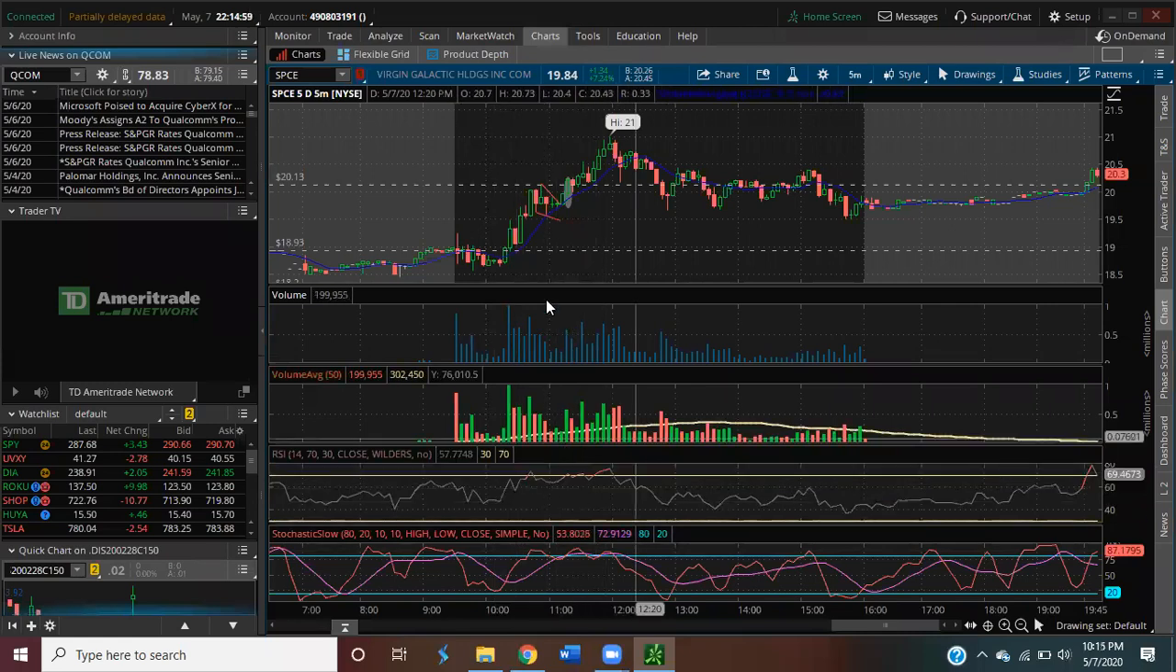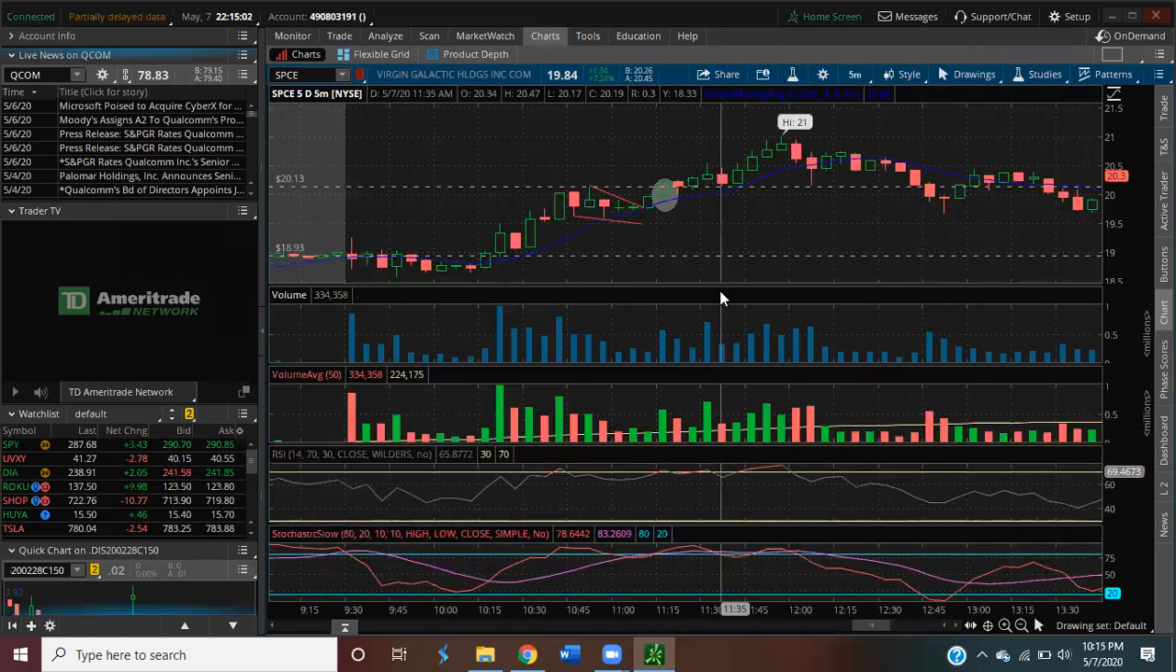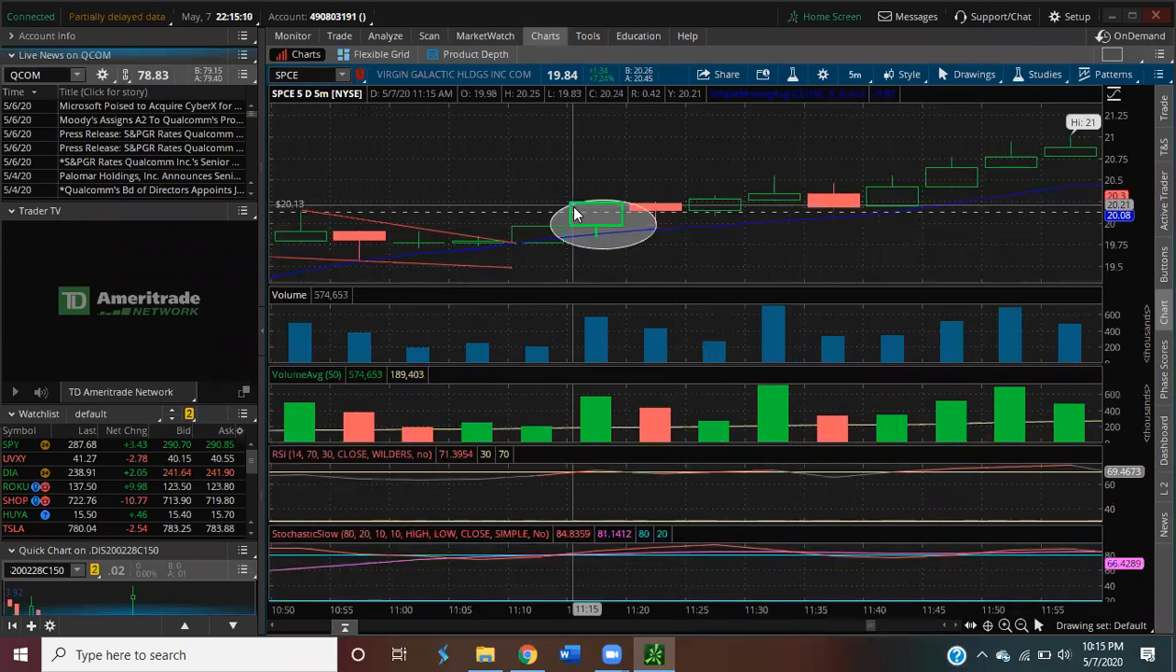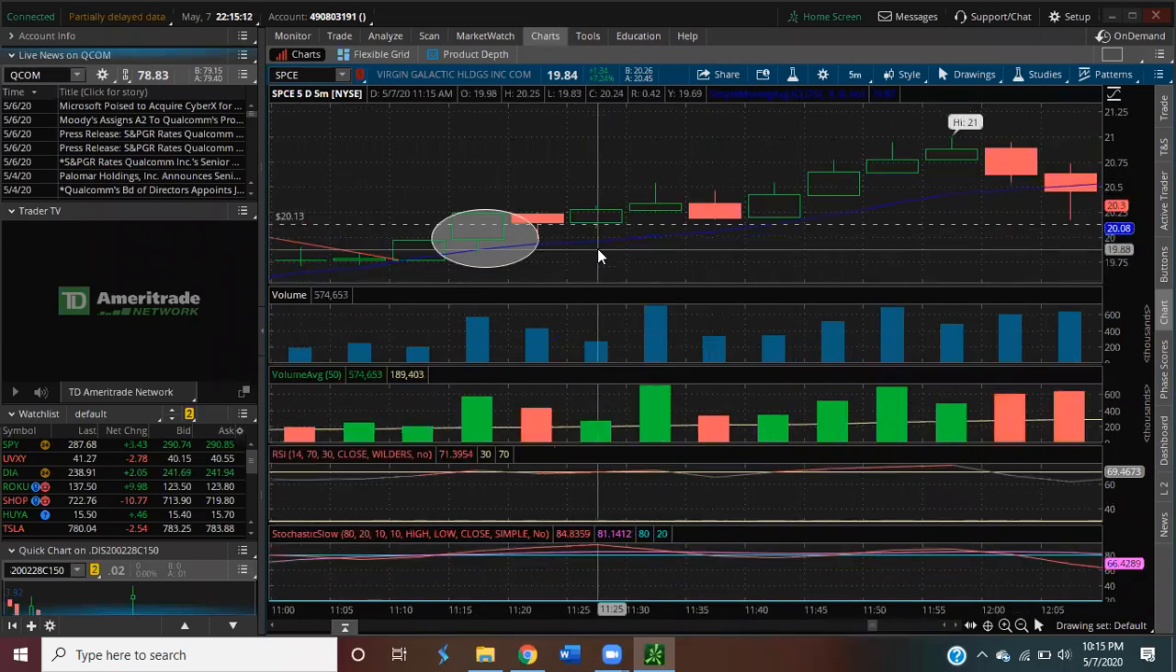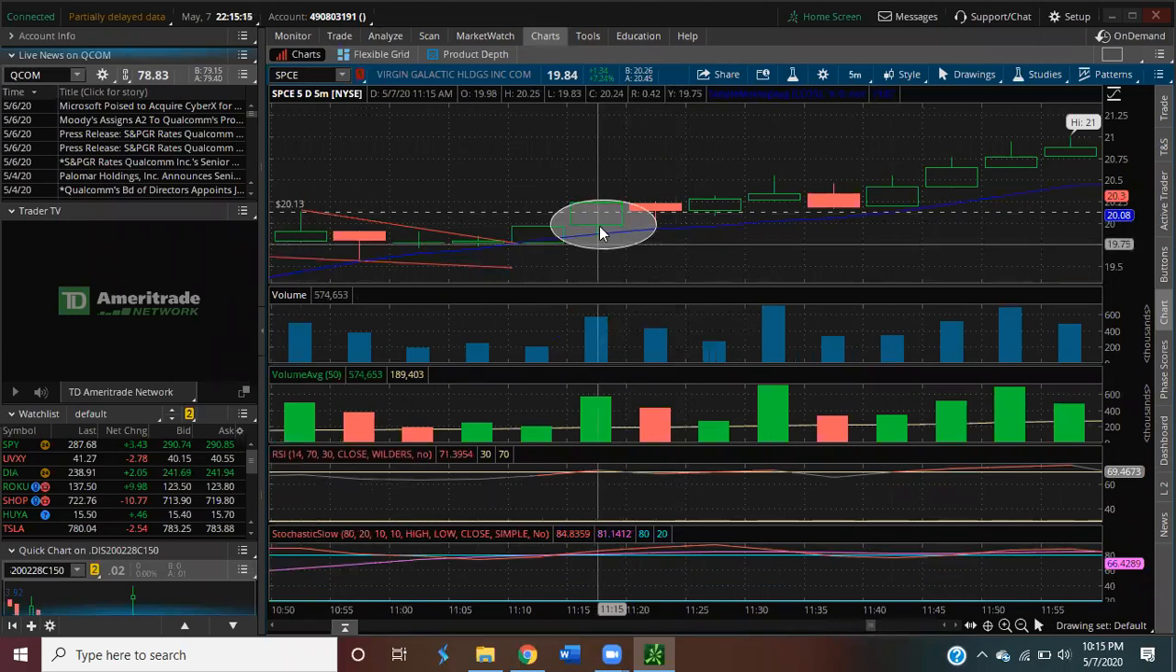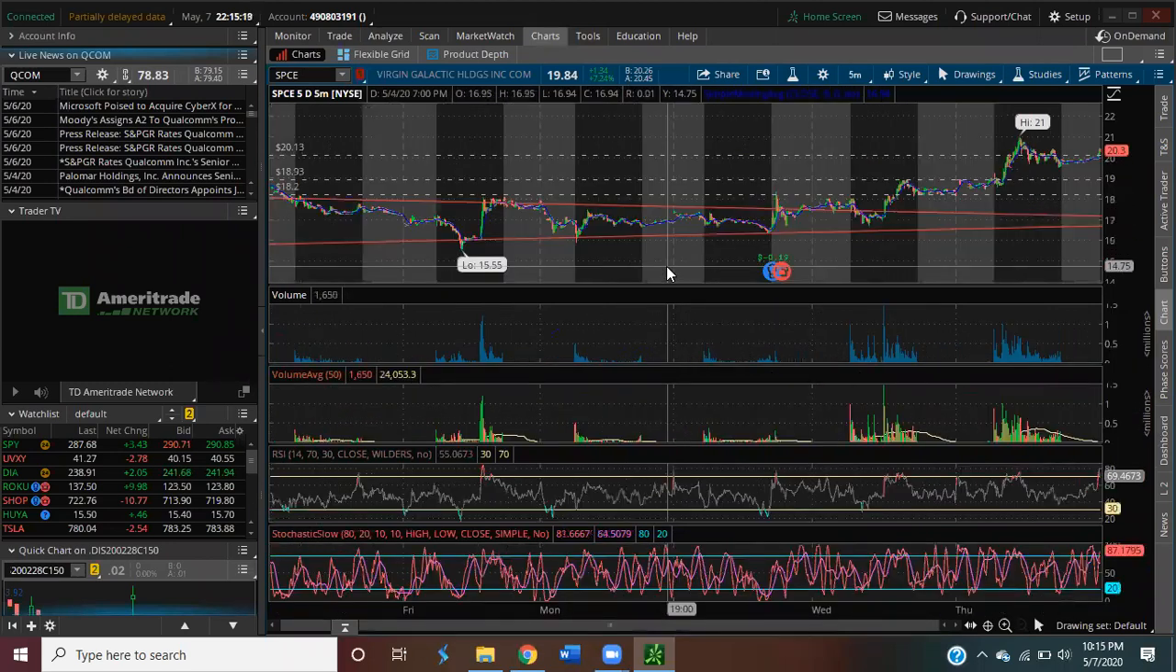I feel like when you want to day trade, you have to know about price action. Price action is the way these candles are forming. You need to know what these candles mean and what they're telling you. Because if I would have been trading SPACE today and I would have seen this little candle with the volume, I would have hopped in right there.